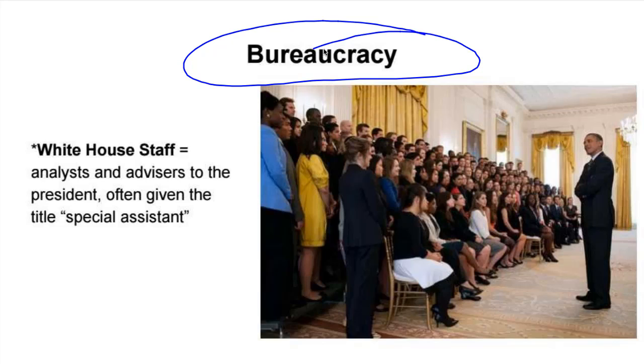In particular, you have a White House staff. So they might not be assigned to a particular cabinet position, but may work within the White House for the president all the time. And oftentimes the people who make up the White House staff are given the title Special Assistant to the President. And you can see here President Obama meeting his White House staff for a formal picture. And you can see just how large of a staff he had in the White House.